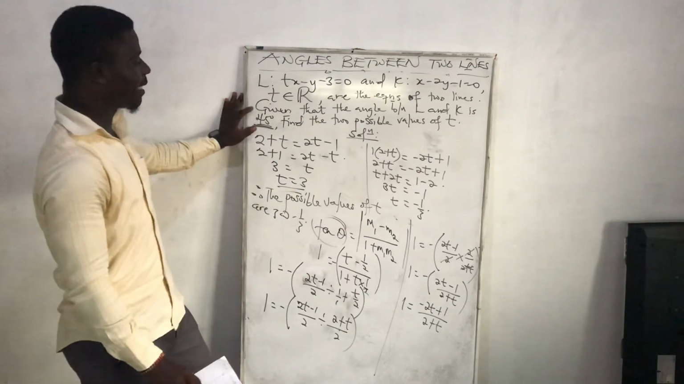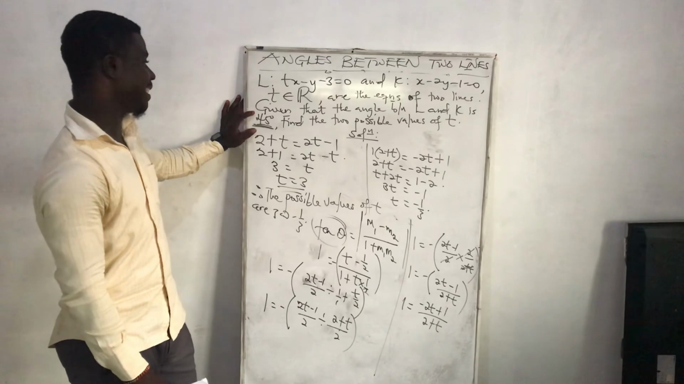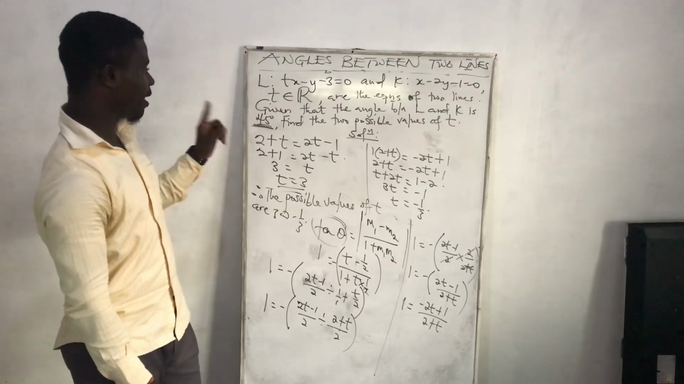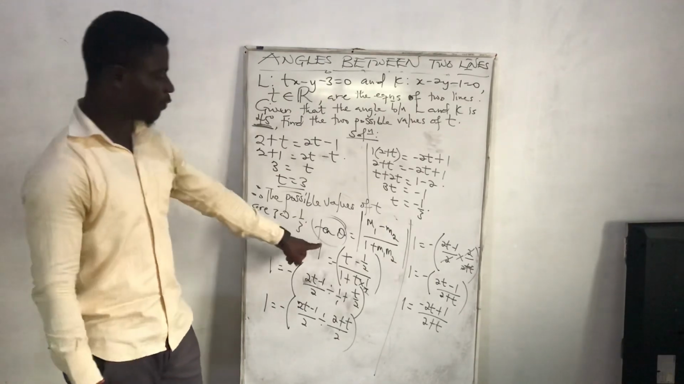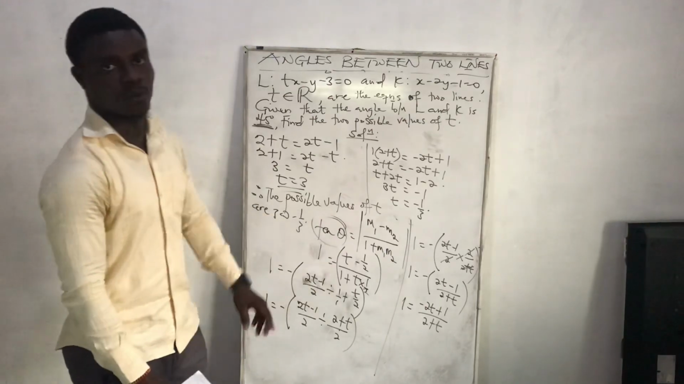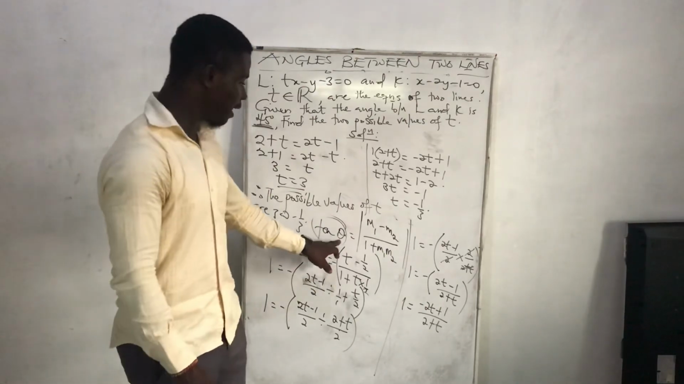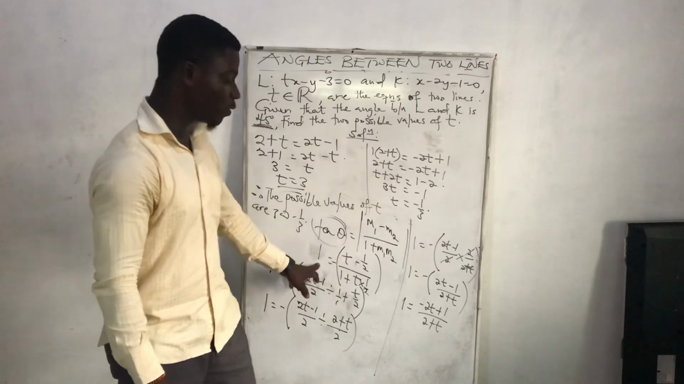We know that theta is 45 degrees. That's what escaped me, sorry. Theta is 45 degrees, so it's tan 45 there, not the whole of tan theta. Theta is 45 degrees, so tan 45, which is 1.